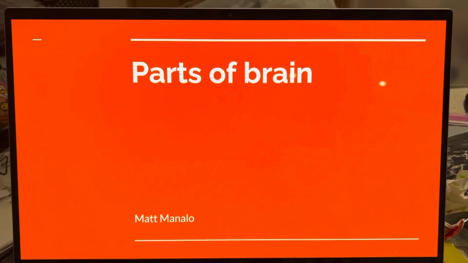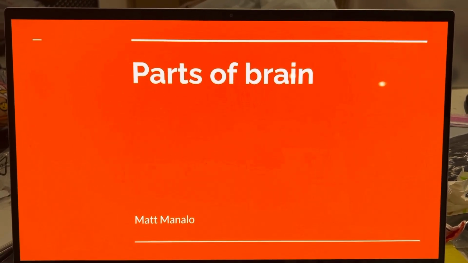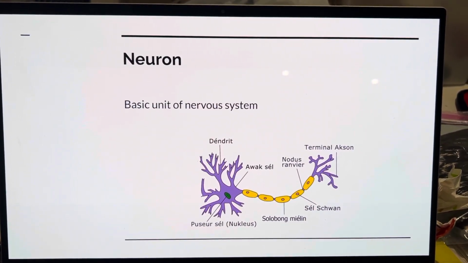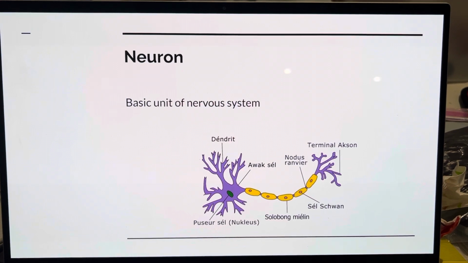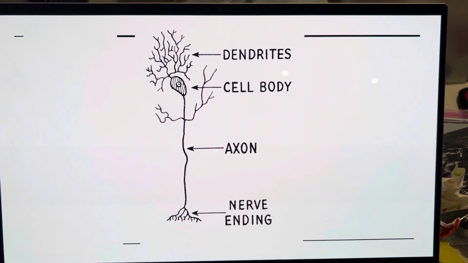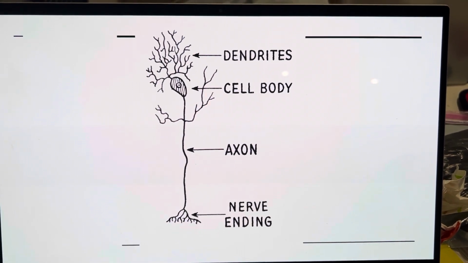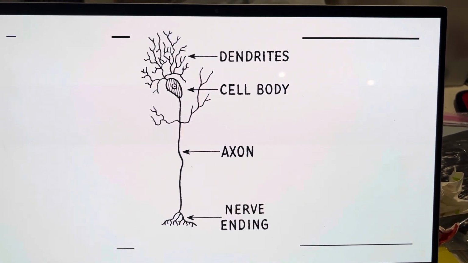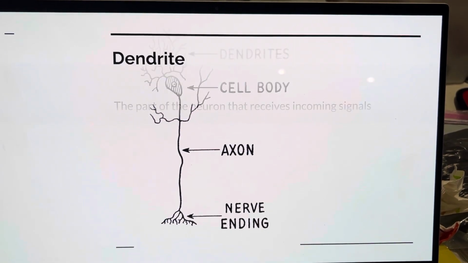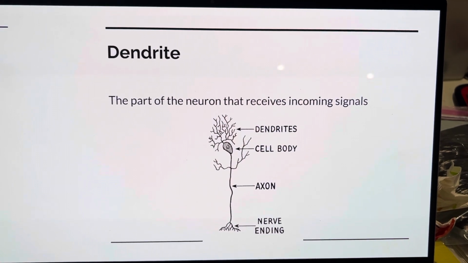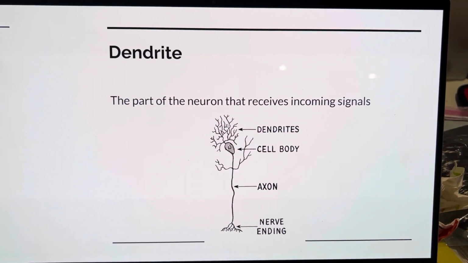So this is my crash course on the parts of the brain. First, we have the neuron, which is the basic unit of the nervous system. And here's a little anatomy chart of the neuron. So you have the dendrites, then the cell body, then the axon, and at the very end, the nerve ending. So the dendrite is the part of the neuron that receives incoming signals. It's like roots.